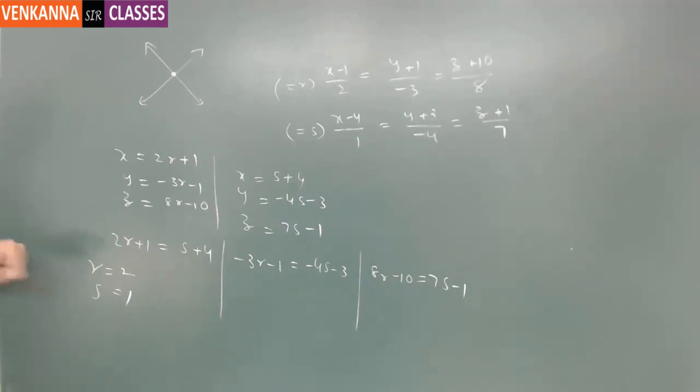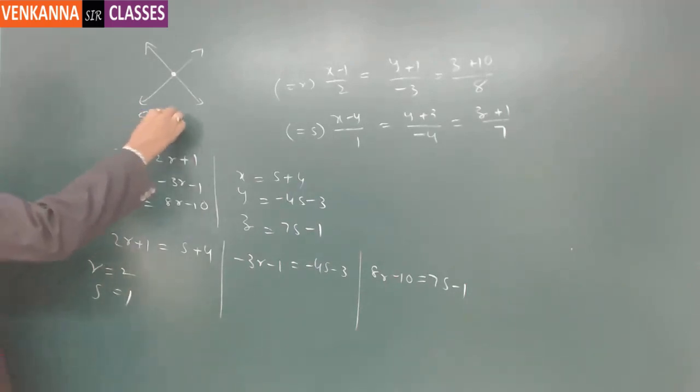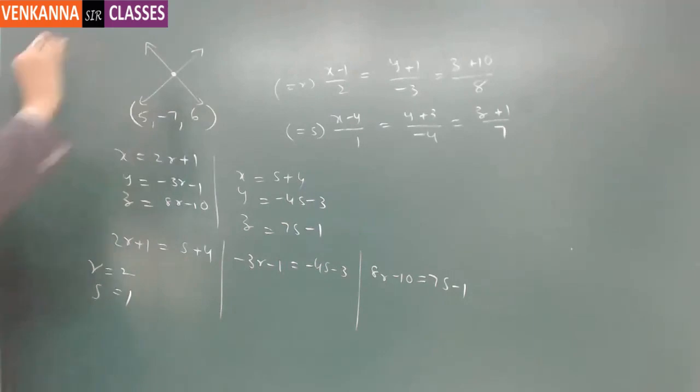So you can take either of the two. If you take r, substitute the value here. If you take s, substitute the value here. Then the point of intersection would be (5, minus 7, 6). This is the point of intersection. Since you are able to calculate the point of intersection, they are coplanar. In this way, we conclude the solution.